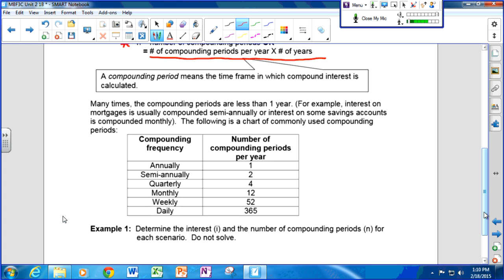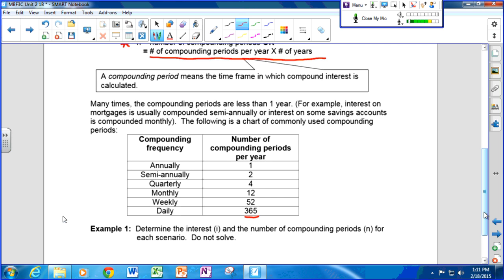So annually, if something's compounded annually, which you almost never have, is one compounding period per year. Semi-annually, that's twice per year. Quarterly, there are 4 quarters in a year. Monthly, of course, there's 12. Weekly, there's 52 weeks in a year. And then daily, for the purposes of this course, it's 365 days in a year.